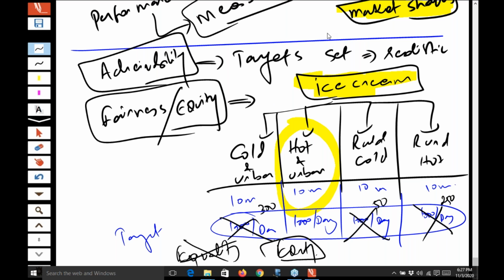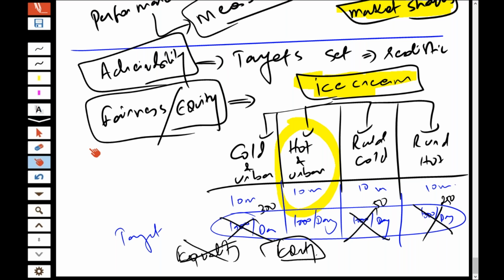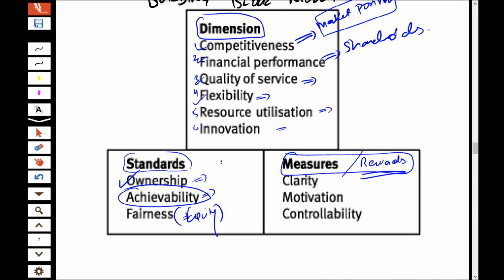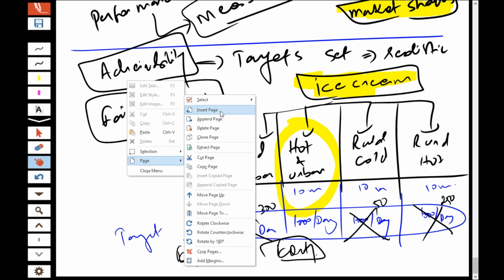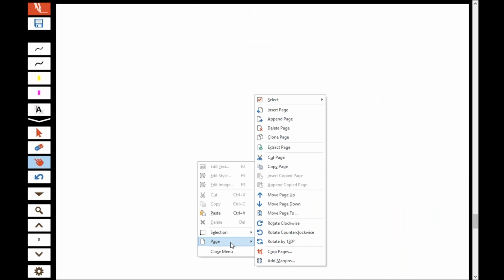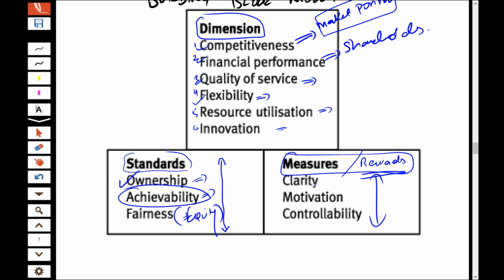Is that okay? So basically, when you are setting targets, you have to make sure that you comply with the standards. The next one of them is the measures. These are the three things that you have to follow while setting the measures. What are those three things that you have to ensure? Let's talk about them. There has to be clarity, motivation, and controllability.